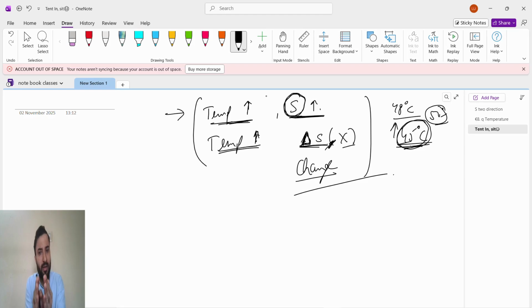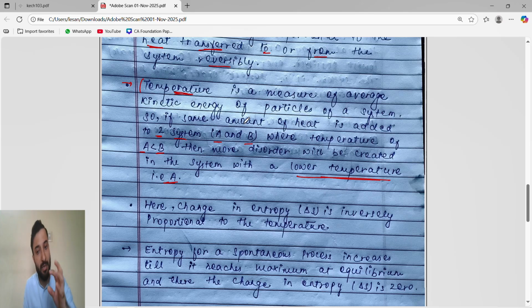So delta S we cannot find, or we can find it but it will be very negligible. That's why they say temperature is a measure of the average kinetic energy of particles of a system. If the same amount of heat is added to two systems, system A and system B, where the temperature of B is more than A, then B is already in randomness, like being in Rajasthan. From 45, if I increase the temperature to 50, what will happen? I cannot measure the randomness, because it is already random. So the randomness will increase very little. That's why it is negligible.